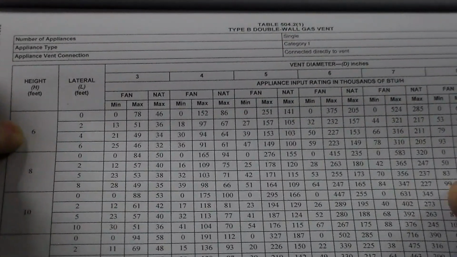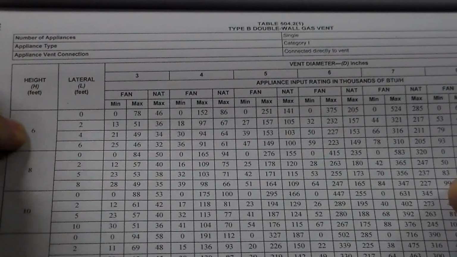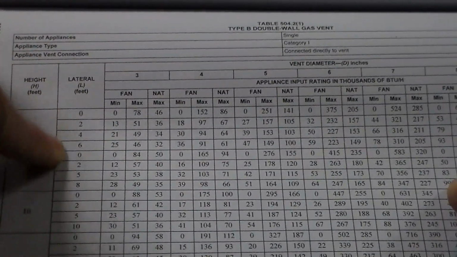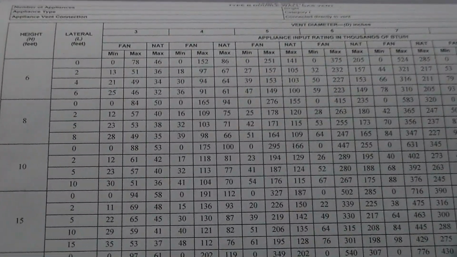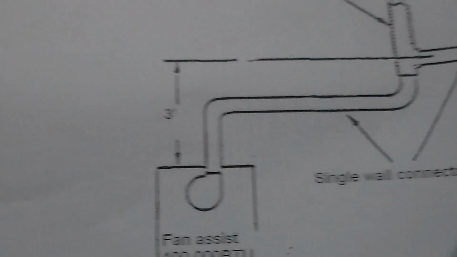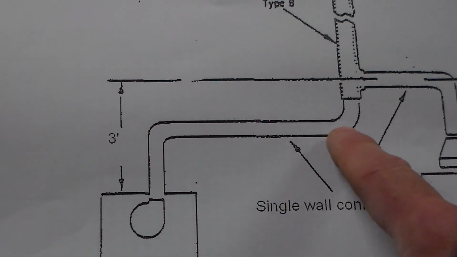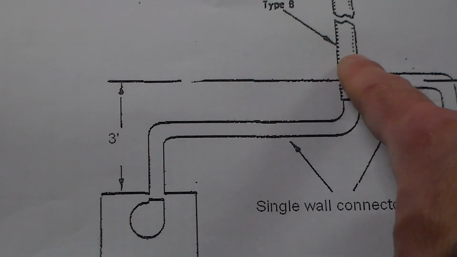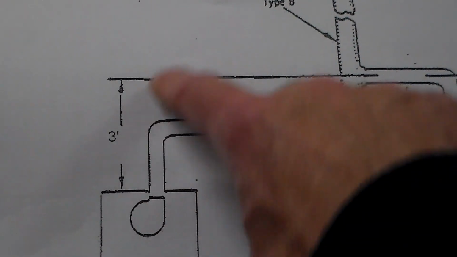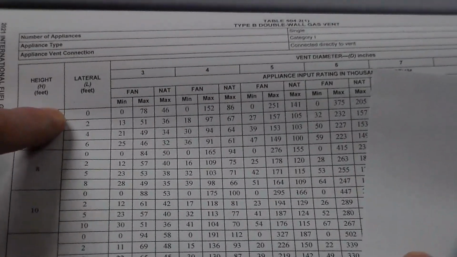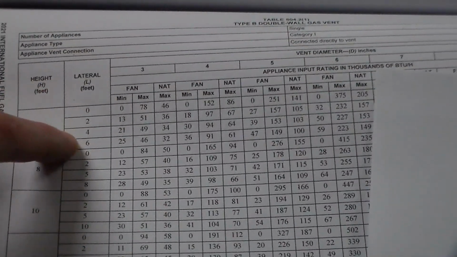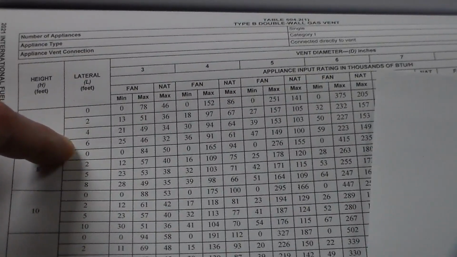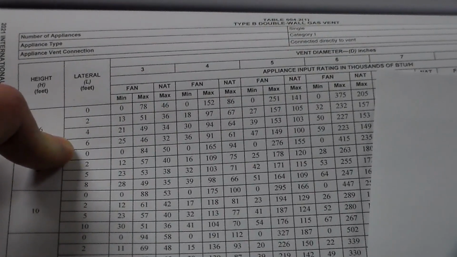6 foot height, only now instead of having a connector rise, we have a lateral. And all that refers to is on a single appliance, it's going to go sideways a little bit before it goes up the chimney, right? If it didn't, if it just went straight up, then you would use this 0 lateral column. But if you have any kind of horizontal, then the lateral there represents your horizontal. So let's do a couple now.